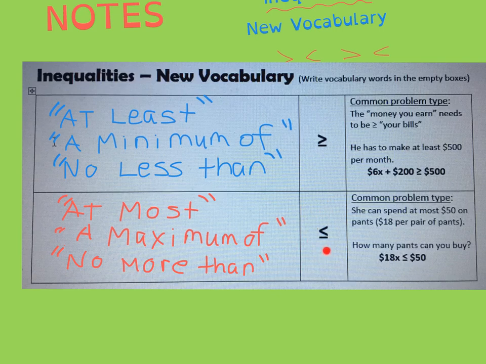A common problem might be she can spend at most $50 on pants, and each pair might be $18. So how many pants can you buy? Well, $18 times a certain number of pants has to be less than or equal to 50. So it has to be at most $50 because $50 is all you have to spend. So it can be no more than 50, a maximum of 50, or at most 50. If you see any of those words, you'll put the inequality symbol less than or equal to.